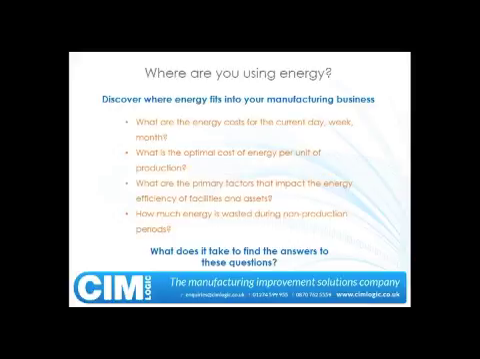So first of all, let's consider where we're using energy. Let's put energy usage in context. What are the energy costs for the current shift, the current day, the current month, the current work order that we're producing? What is the optimal cost of energy per unit of production? If I have a production schedule with a target of 200,000 units for the evening shift, what's the optimal level of energy that I should be consuming for those 200,000 units?